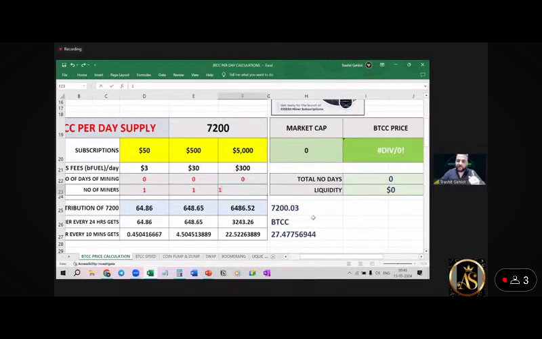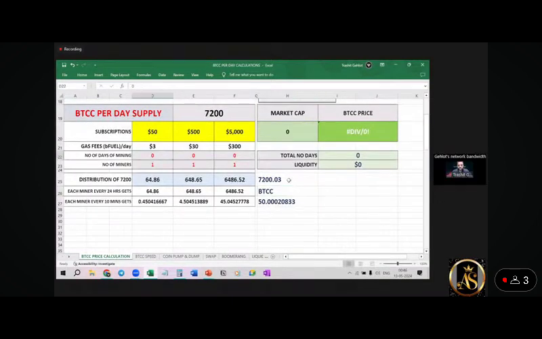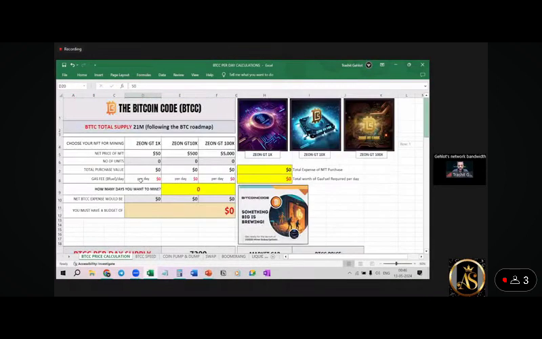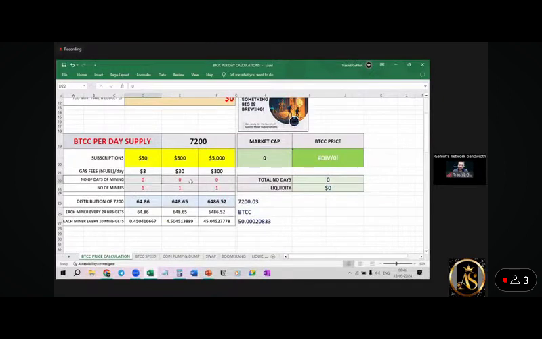So assuming that there were only three NFTs at the time of launch, each will claim as per their hash power of the 7,200 total supply, right? But they will also harvest. When they harvest, they will pay a price in terms of fuel or in terms of dollars. So a $50 NFT is going to contribute $3 every day, $500 is going to contribute $30 every day, and $5,000 is going to contribute $300 every day.